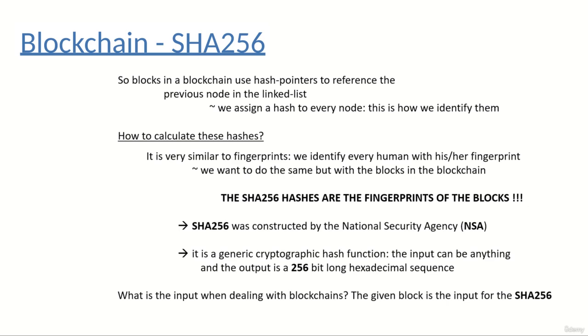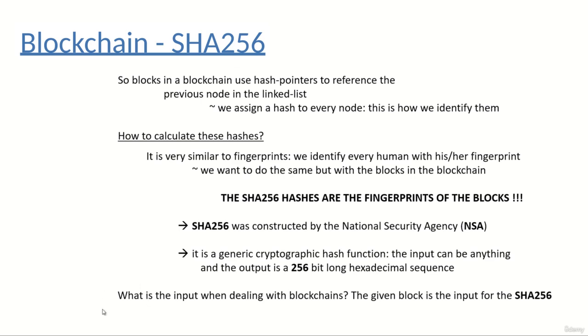Bitcoin uses SHA-256 as the hashing algorithm. It was constructed by the National Security Agency, or NSA. One of the most important advantages of this algorithm is that it is generic. So it is a generic cryptographic hash function. The input can be anything: a character, an integer, a document, an image, or an MP4 video, for example. The input can be anything, and the output is a 256-bit long hexadecimal sequence, hence the name SHA-256.